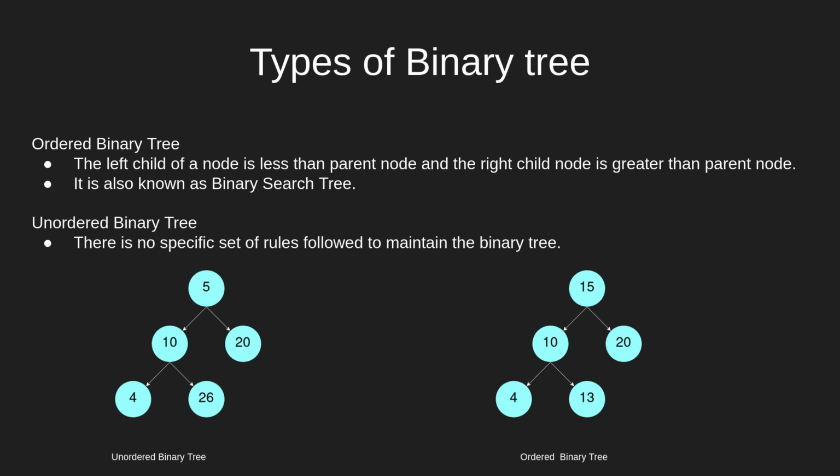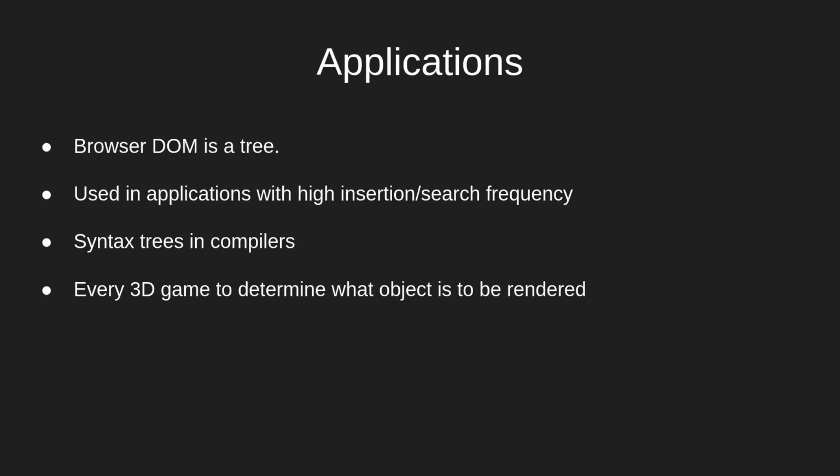We can define a binary tree in two broad categories. First one is the ordered binary tree and the second one is the unordered binary tree. The ordered binary tree is also called a binary search tree, and in this tree each node, which is the parent, will have a value less than itself on the left side, and on the right side it will have a value greater than itself. In the unordered binary tree there is no specific set of rules which need to be followed, so we can insert nodes wherever we want.